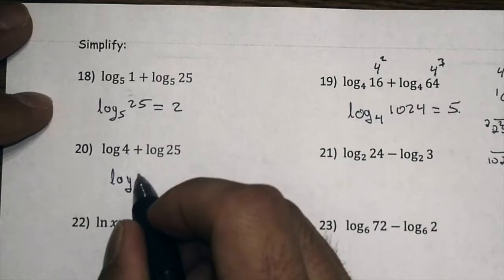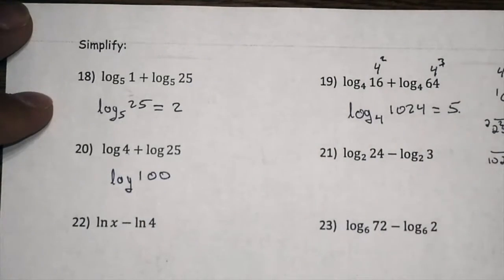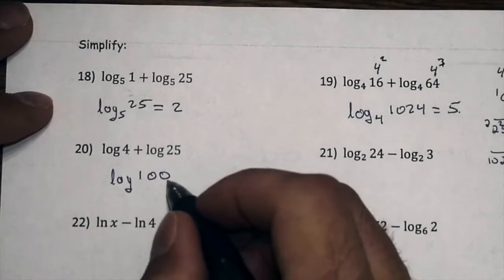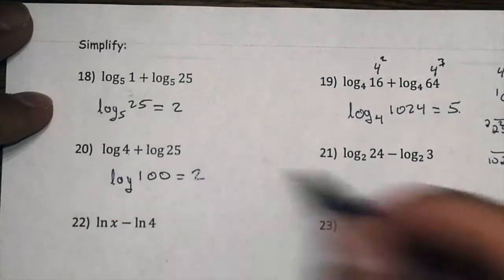So we have log of 4 times 25 is 100. So 10 to the power of what is 100? 10 to the power of 2.